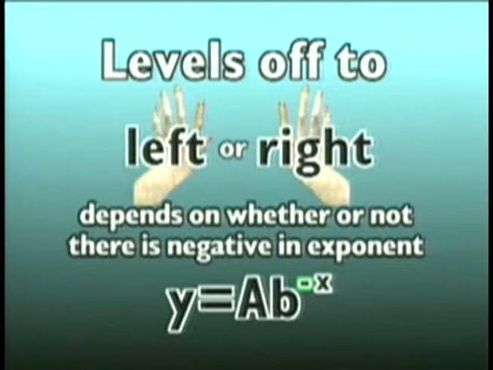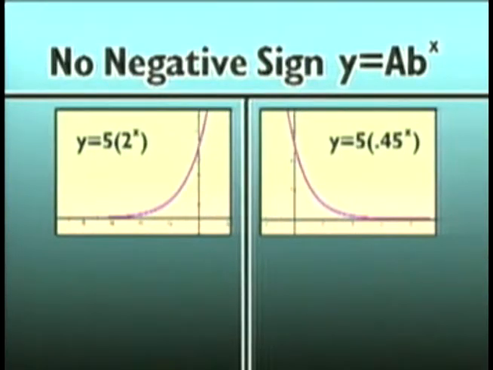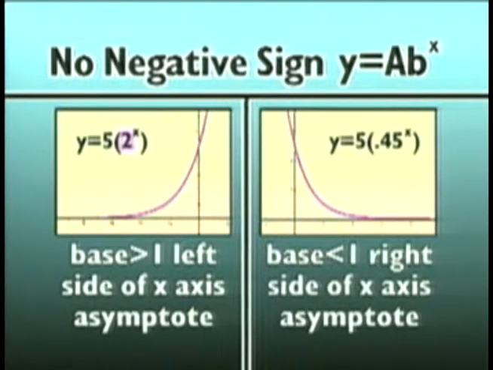Whether the graph levels off to the left or to the right depends on whether or not there's a negative in the exponent. If there is no negative sign, as in y equals 5 times 2 to the x, or y equals 5 times 0.45 to the x, the rule is this. When the base is bigger than 1, the left side of the x-axis is the asymptote. When the base is less than 1, the right side of the x-axis is the asymptote.